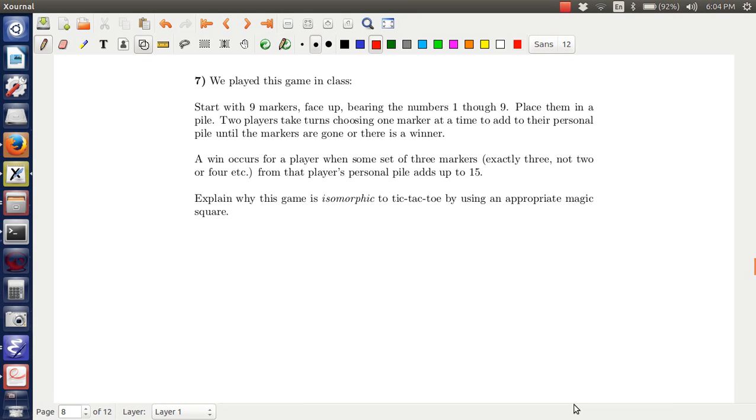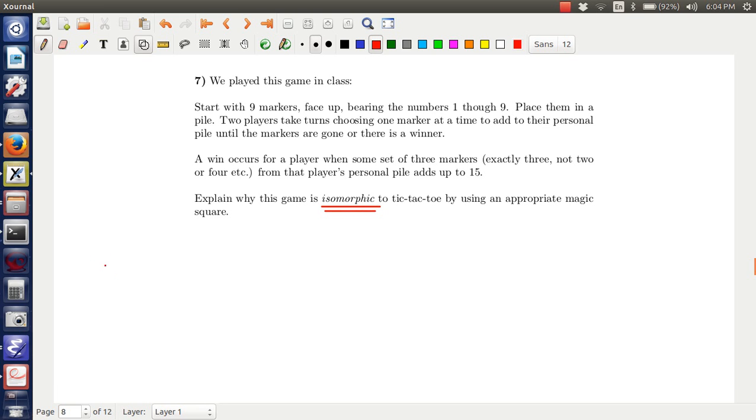Last class we played a game, and you figured out that it was a pretty easy game, very hard to win but very hard to lose, as long as you had two adults playing. And then someone said, oh, it's like tic-tac-toe, and that's exactly what it was. So the question is, how do you show that this game we played is isomorphic to tic-tac-toe?